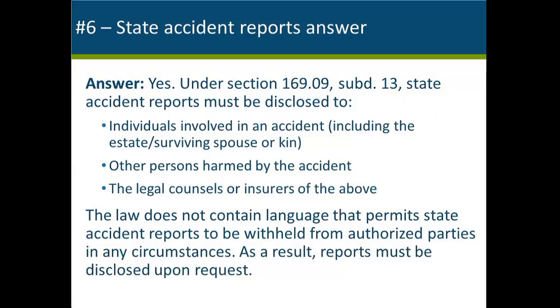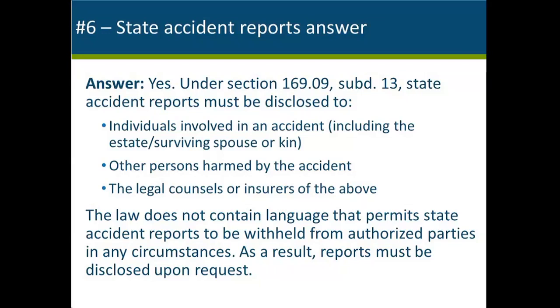State accident reports should be disclosed even when they are related to an active criminal investigation, and I'll explain the analysis. The language in Section 169.09, Subdivision 13(a), states that upon written request, any law enforcement agency must disclose the state accident report to individuals who are involved in an accident or to the deceased's estate or surviving spouse and kin when an accident results in a death, to other persons who are injured in person, property, or means of support or incur other financial loss as a result of the accident, as well as to the legal counsels or insurers of any of these parties.